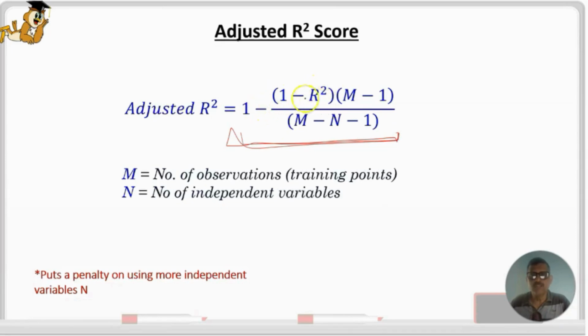It is 1 minus, in the numerator, 1 minus R square multiplied by m minus 1, in the denominator m minus n minus 1. Here m is the number of observations, the number of points in your training data, and n is the number of independent variables. Okay, so as n increases, your adjusted R square will go down, right? Because if n increases, this reduces. If this reduces, this increases. And if this increases, your 1 minus this reduces. So it puts a penalty on using more independent variables. So that's what the adjusted R square score is. I just wanted to put this definition out there.